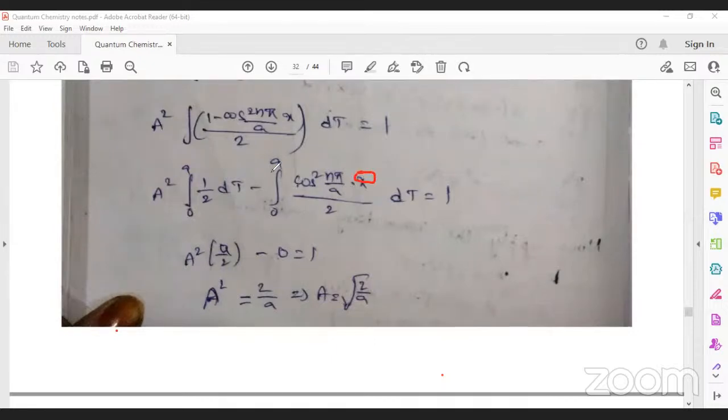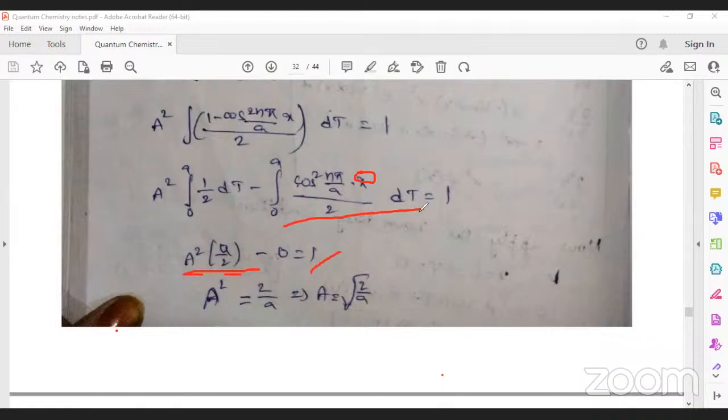Right, n pi by a, upper limit a will be substituted, so the a gets cancelled, giving cos 2n pi. Again substitute the n value, you get 0. Therefore, the second term becomes 0. So we only get the first term, a square integral, meaning 1 by 2 taken outside, upper limit minus lower limit, a minus 0, that is a by 2. Minus 0 is equal to 1. So this is the integral part.